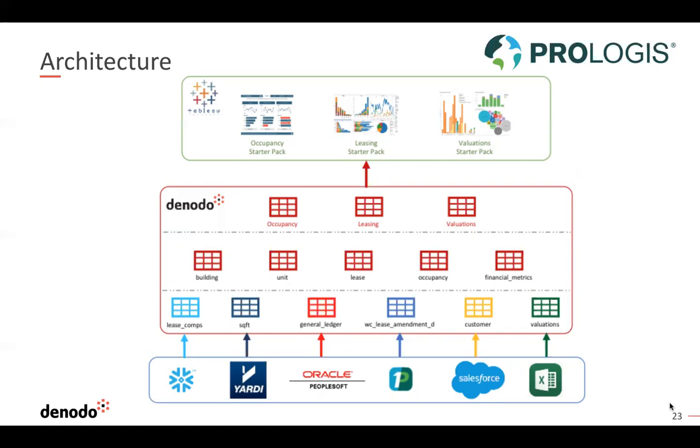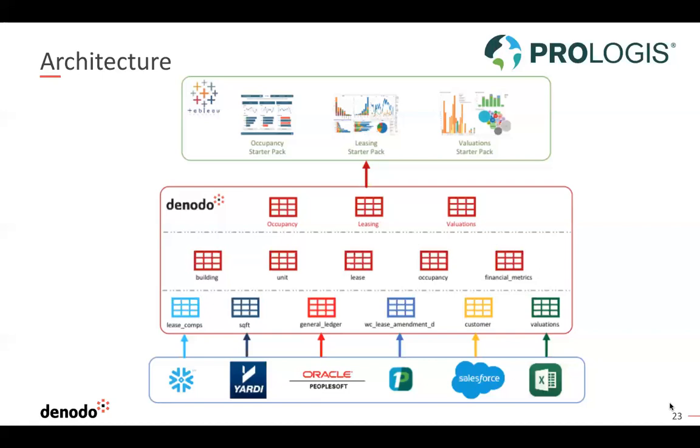So this layer created those building blocks, and on top of that, they created another layer which helped them create one unified view in terms of occupancy, leasing, and valuations. The data from these views was fed to Tableau to give them the starter pack for more analysis. Now, these building blocks, which could be reused for different analytic use cases, accelerated the analytics activities by 30%.